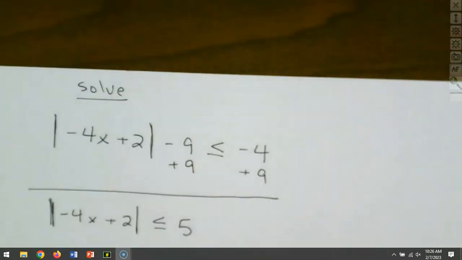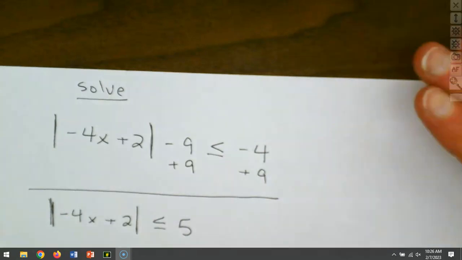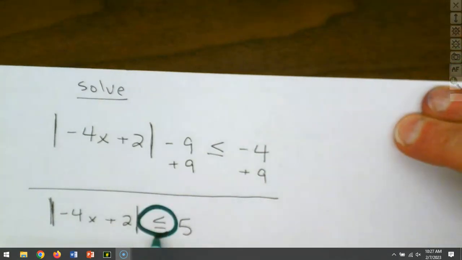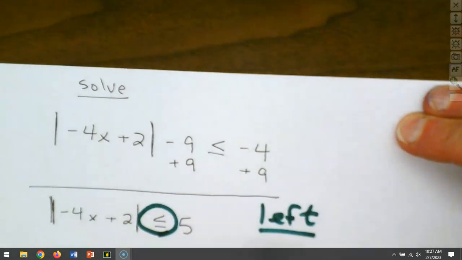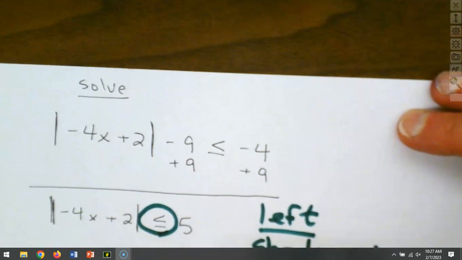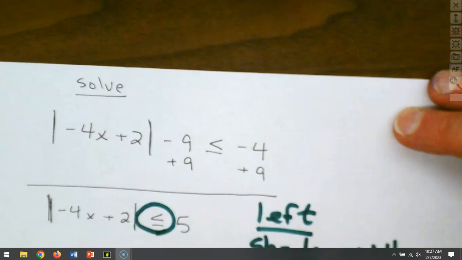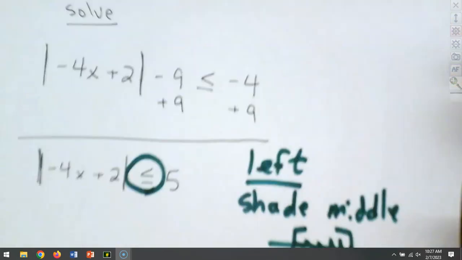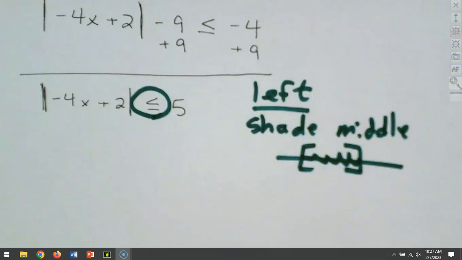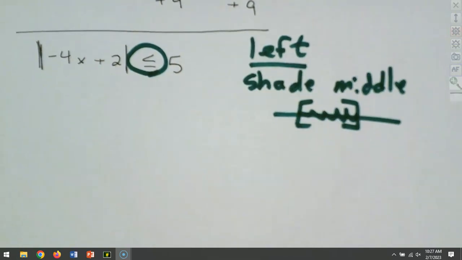Which way does it point? It points to the left. So since it points to the left, that means we shade the middle. So it's going to look like that when we're done, right? Points to the left, shade in the middle. Points to the right, okay, shade on the edges. So let's now go ahead and finish this out.